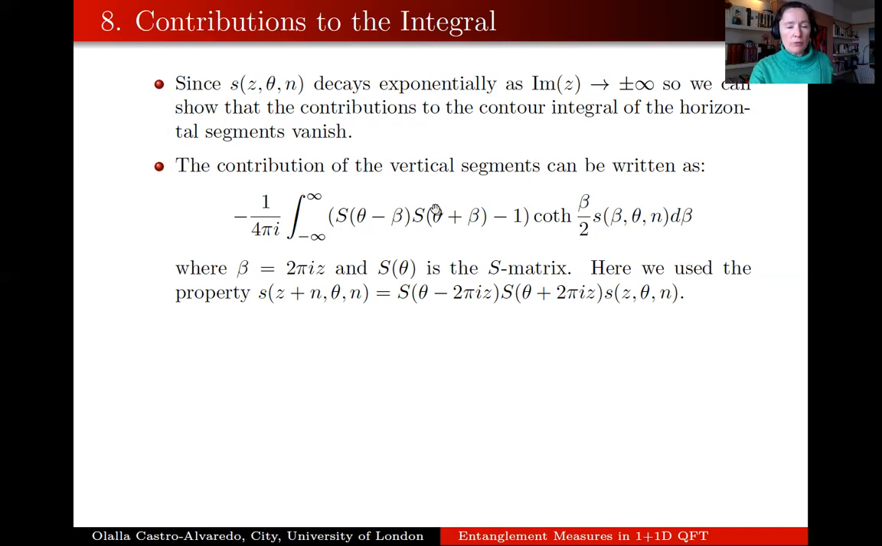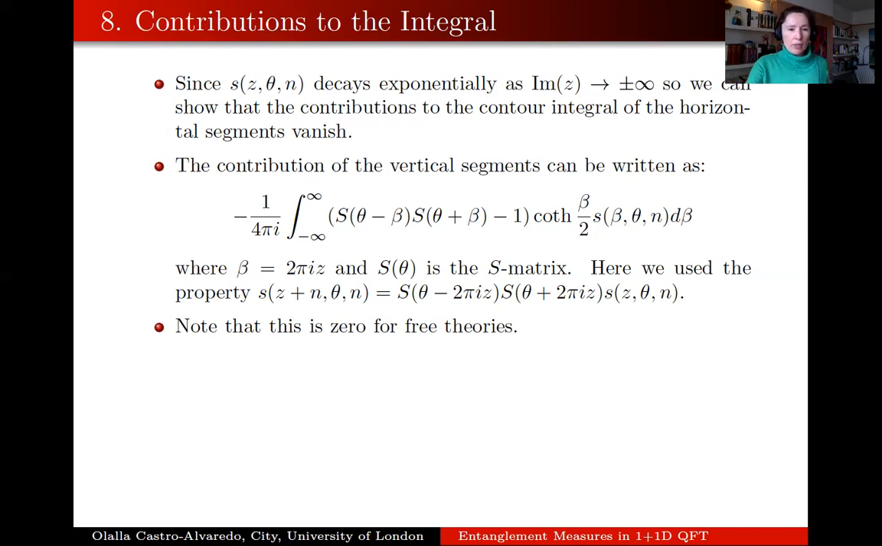It has the S matrix in there. One thing that you can observe about this integral is that this is 0 for free theories. If the S matrix is plus or minus 1, which would be the free boson or the free fermion, then that would be 0. So this is a simplification that happens for free theories. It's not the only one.